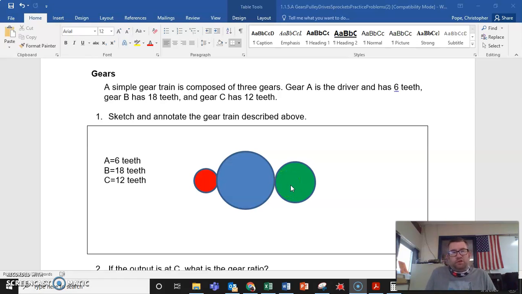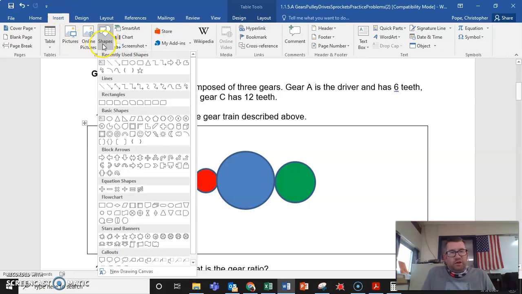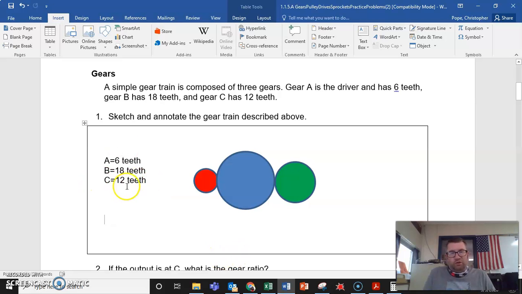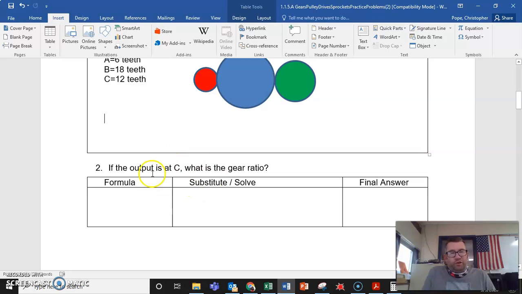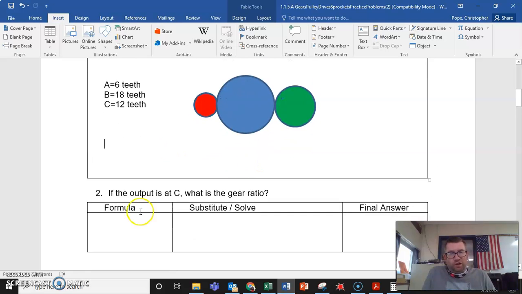If you want to do this yourself, all you have to do is come up here to Insert and find any of the shapes that you want, in this case an oval or a circle, and then you can change the colors of each circle. Okay, so let's look at this. If the output is at C, what is the gear ratio?